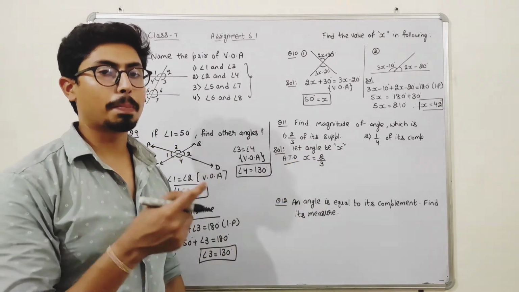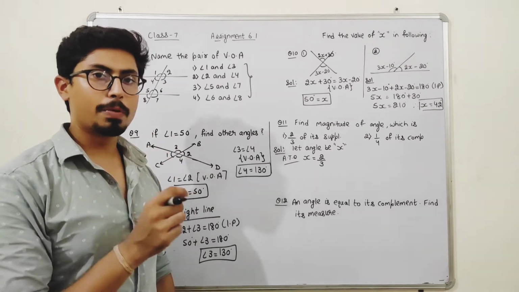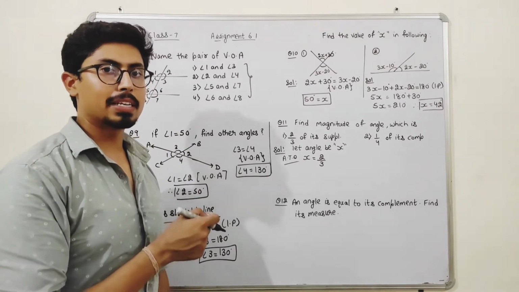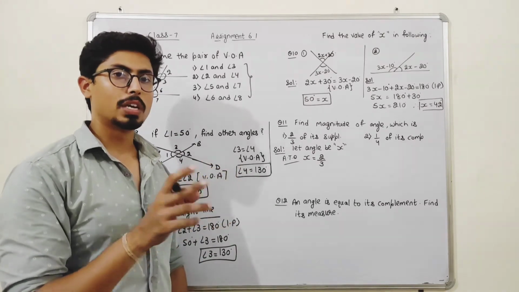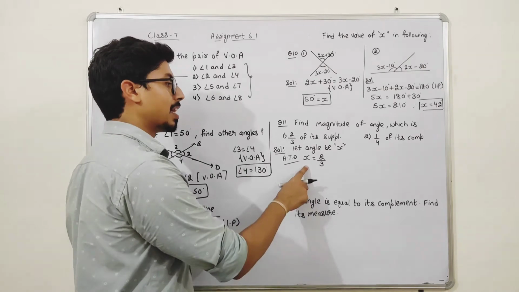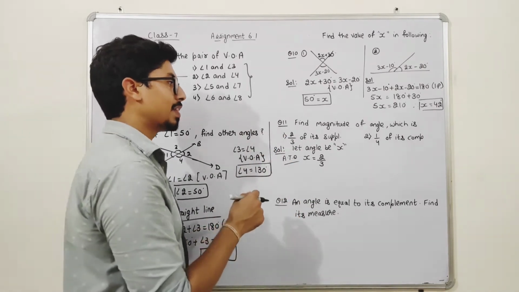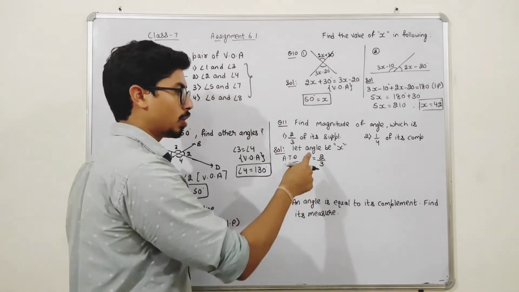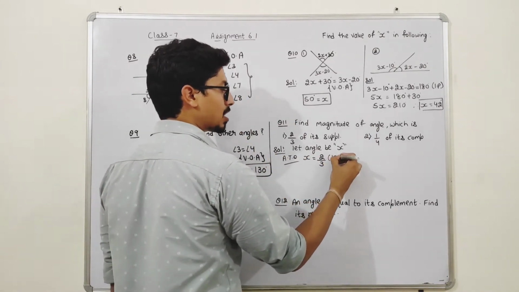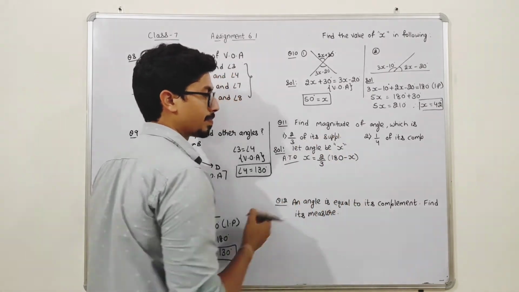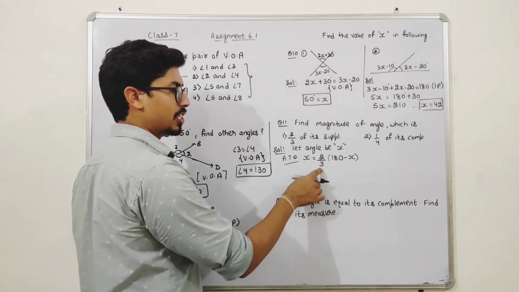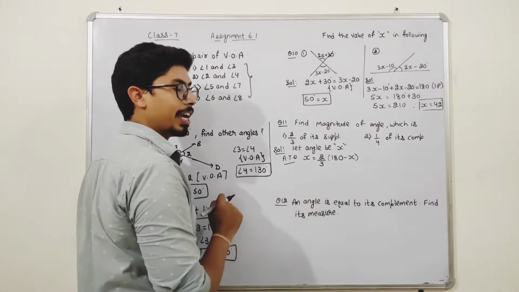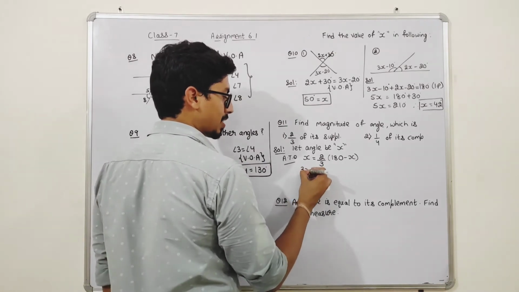Supplementary angles means the sum of which will be 180 degree. If one angle is x, the other will be 180 minus x, because supplementary angles are those whose sum is 180 degree. It is given that the angle x is 2/3 of its supplement, and its supplement will be 180 minus x. Okay, students. See, 3 is in division, or I can say in the denominator. When it goes here, it will be in the numerator, so it will be 3x.